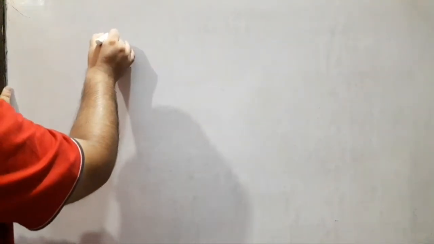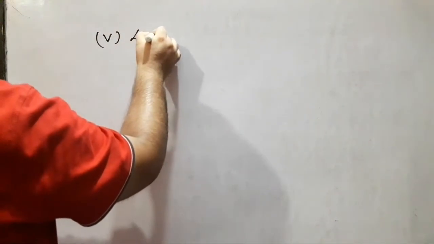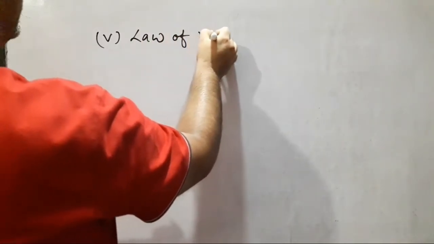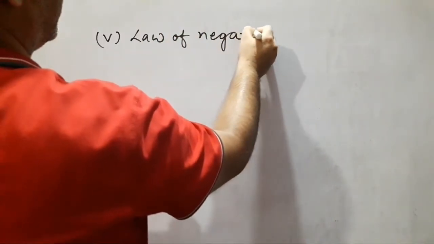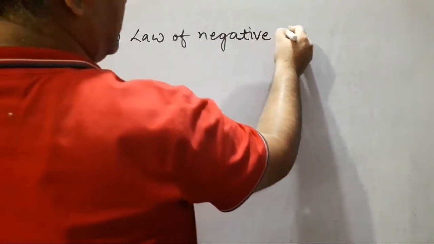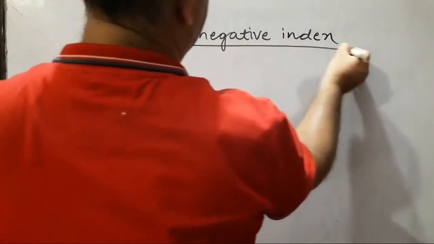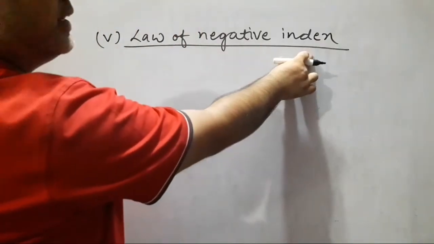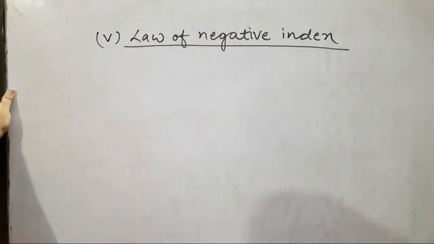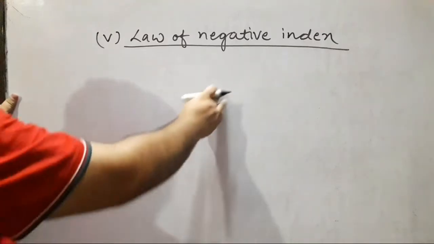The fifth law is the law of negative index. Negative index, that is the negative power. Let's understand this by some examples.